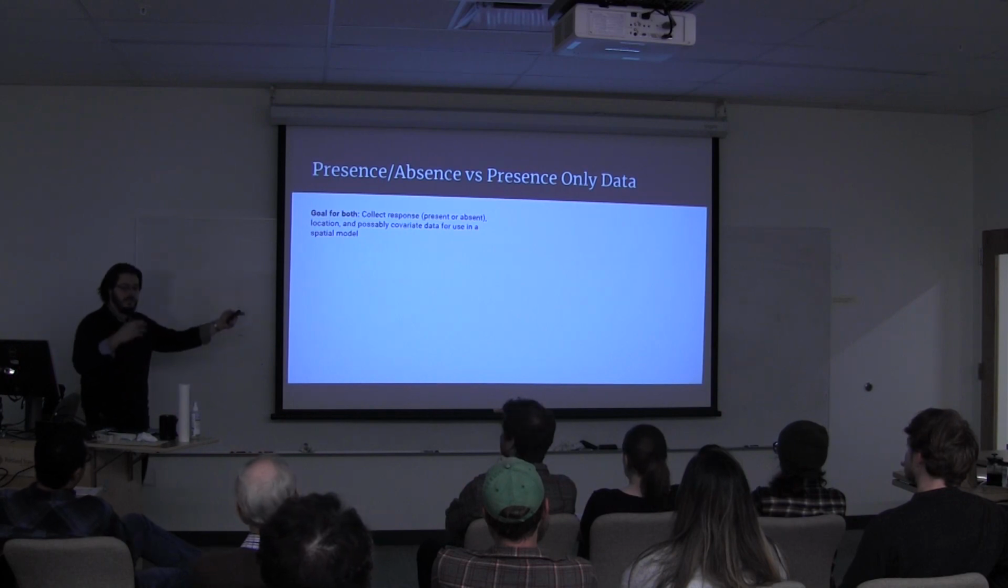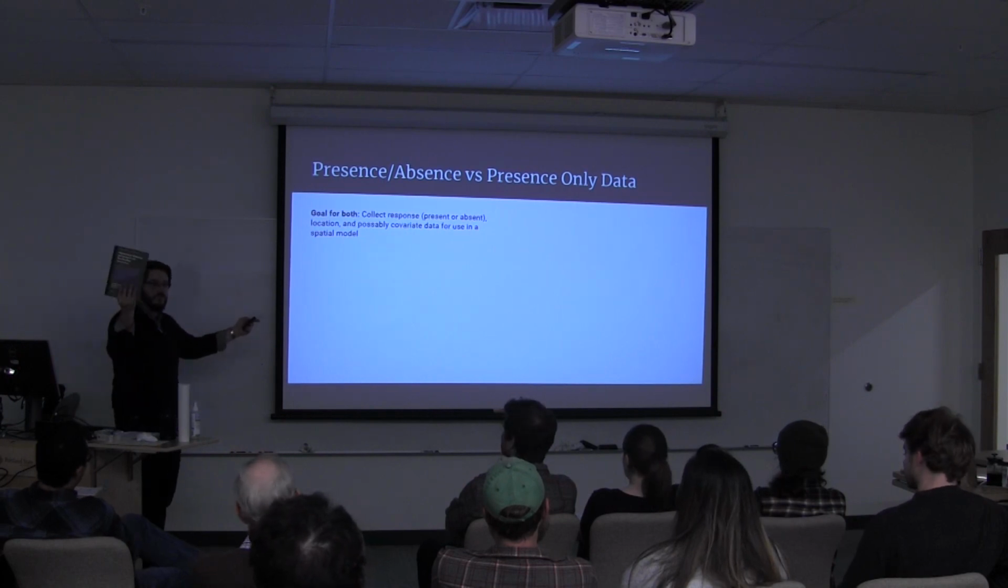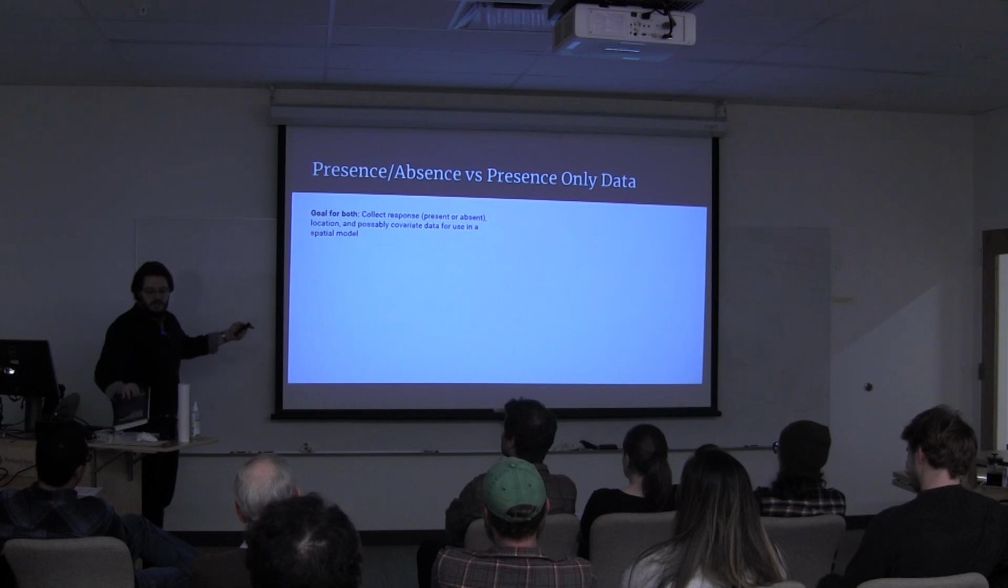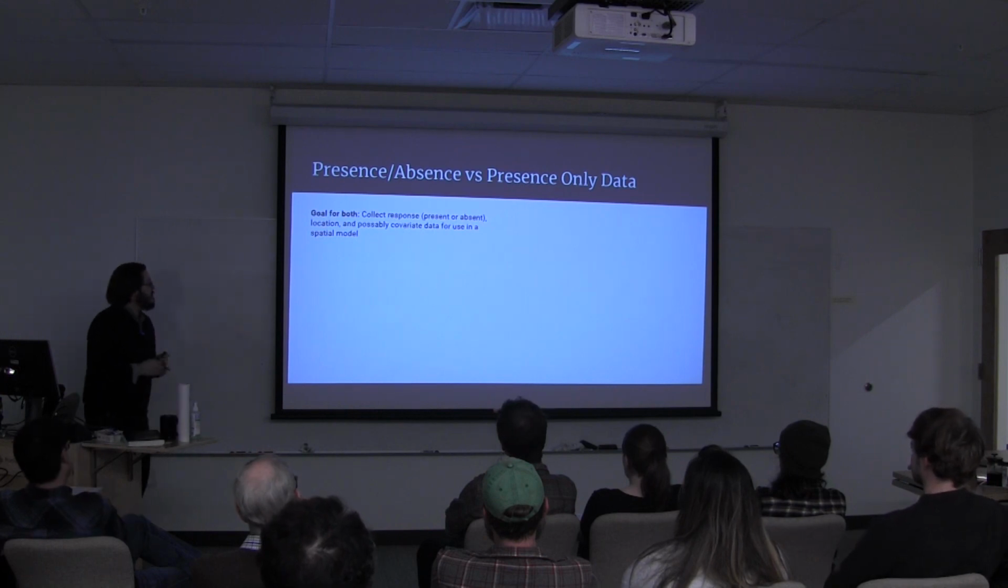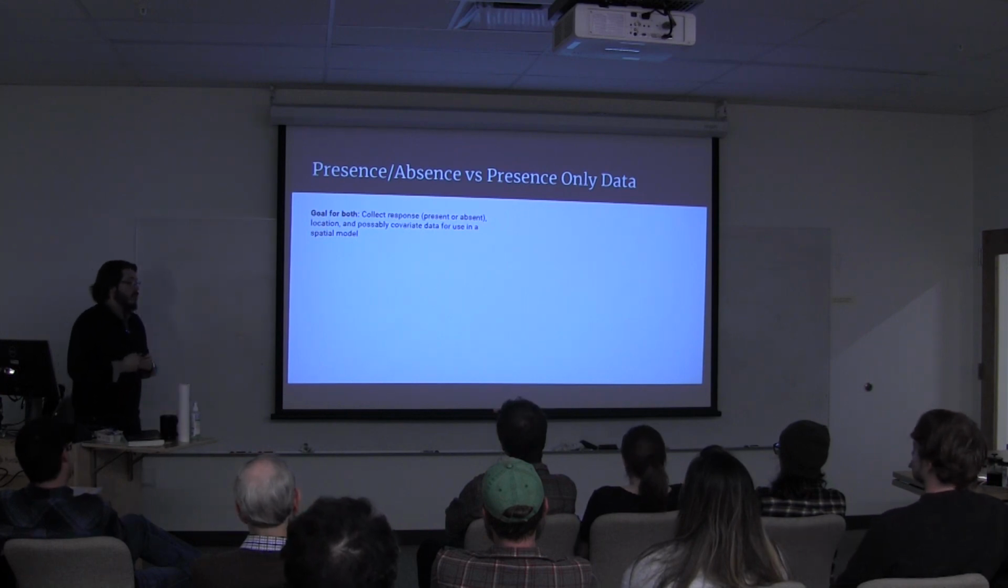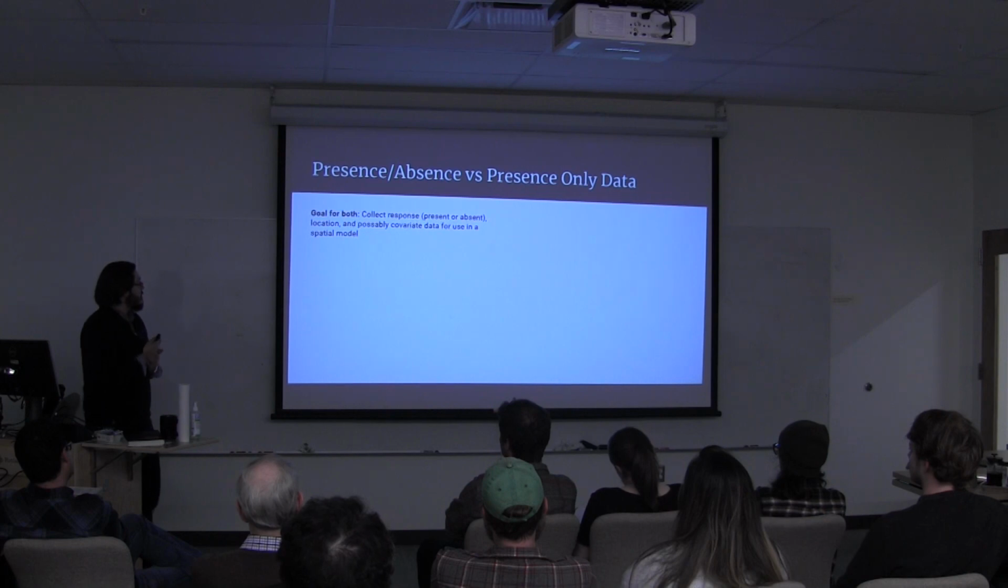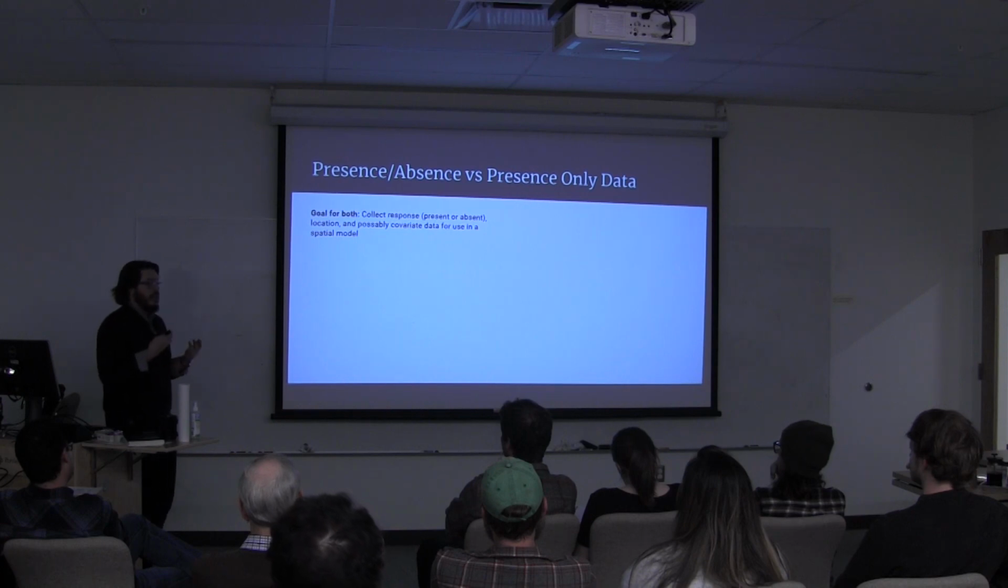We've gone through the three types of data. So we've gone over the first few chapters of this book. And now we're getting into the ecological specifics, which pop up in the paper. So now we're talking about presence-absence versus presence-only data. So the goal for both of these types of data is to collect presence or absence at a location and possibly some covariate data for use in spatial models.